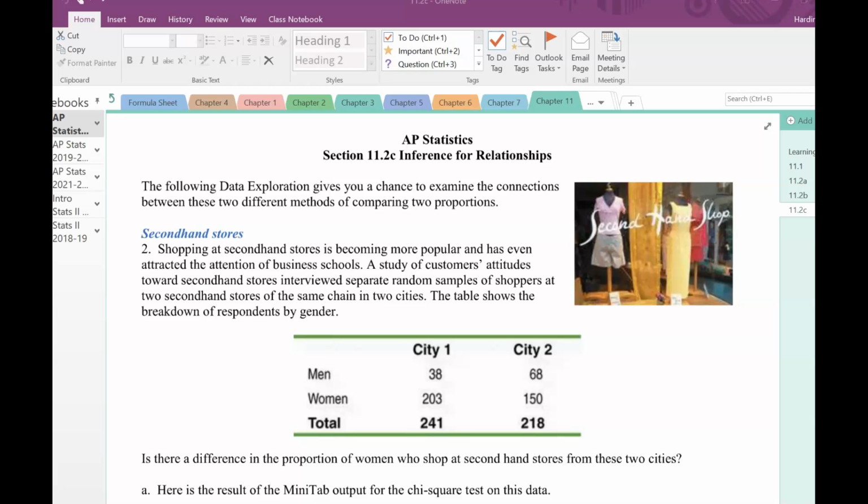A study of customers' attitudes towards secondhand stores interviewed separate random samples of shoppers in 2 secondhand stores at the same chain in 2 cities. The table is shown below, broken down by gender. So you can see we have a two-way table here: the cities broken down by men who shop at secondhand stores and women who shop at secondhand stores. And then the question is, is there a difference in the proportion of women who shop at secondhand stores from these 2 cities? All right, well, we could do a chi-square test of homogeneity for these 2 populations.